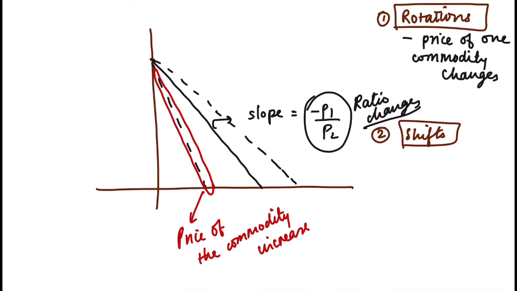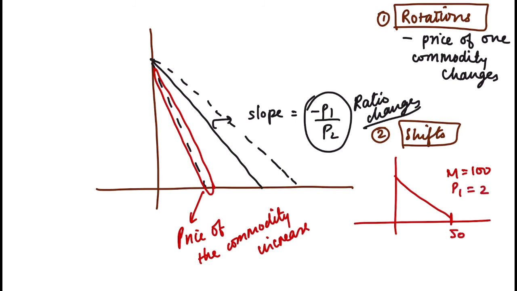And why is that? Because imagine, we are talking about the intercept, right? Here, from the previous example, you had m is 100 and p1 was 2. So you could consume 50 of x1. But what if p1 increased from 2 to 5? Well, in that case, you can only consume 20 of it. And the intercept shifts inwards. So when the intercept shifts inwards, the line rotates inwards. Which is why when there is a rise in price, the budget line rotates inwards, and when there is a fall in price, the budget line rotates outwards.